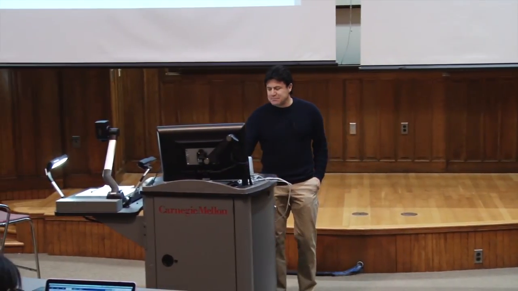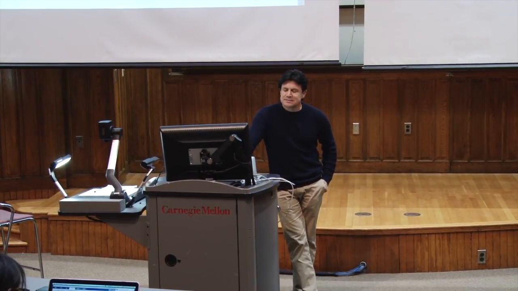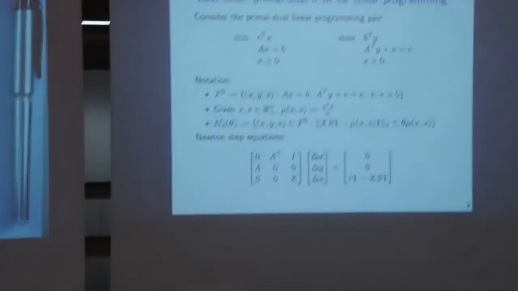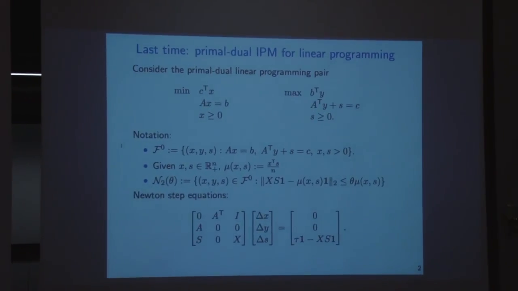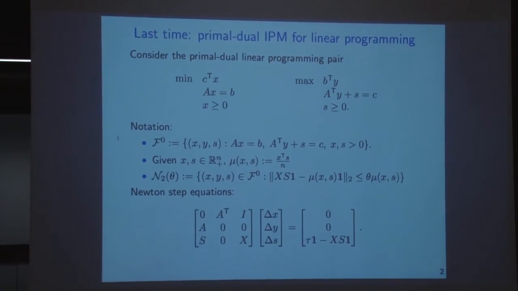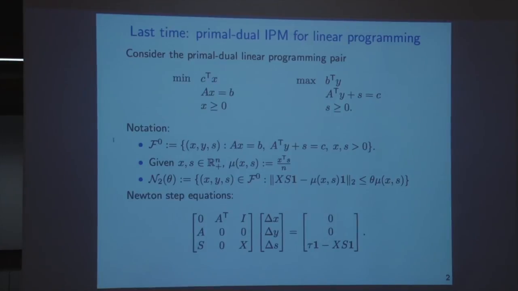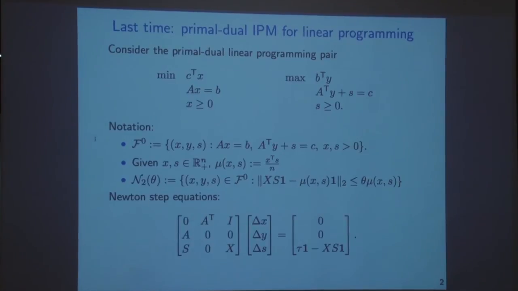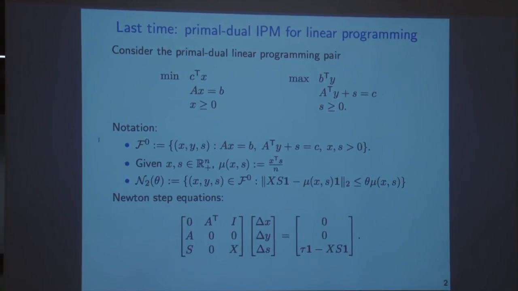So let me start by quickly reviewing what we did last time. Last time, we spoke about primal-dual interior point methods for linear programming. Remember, we looked at two problems: the primal problem in standard form, on the left, and then the corresponding dual problem, which in the case of linear programming has that nice feature that it is also a linear program. And then there was a certain notation that we introduced to define the algorithms.